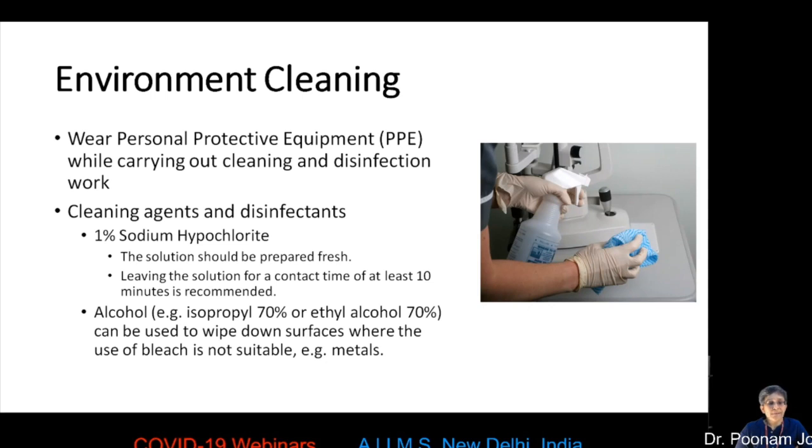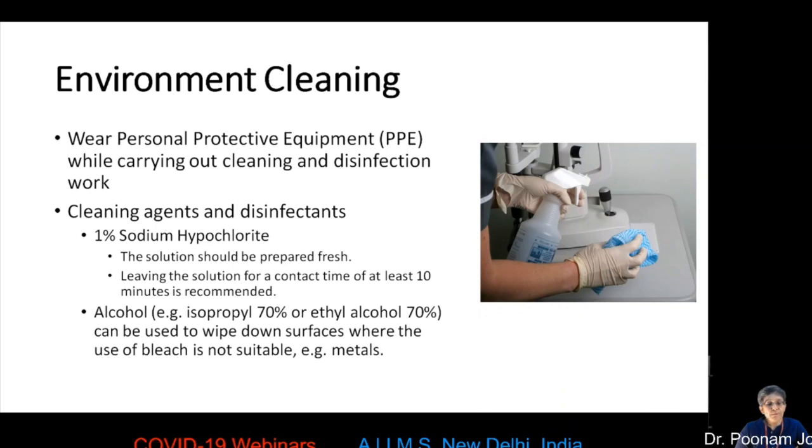Cleaning agents and disinfectants like 1% sodium hypochlorite solution can be prepared. Usually we have 5% sodium hypochlorite solution available. This can be reduced to a strength of 1% by diluting 200 ml of sodium hypochlorite with 800 ml of water. The solution should be prepared fresh. If you are using a long-standing solution, it is likely to lose its potency. So ensure that the solution prepared for cleaning is freshly prepared and covered. Otherwise, there would be escape of chlorine gas, making the sodium hypochlorite solution ineffective.